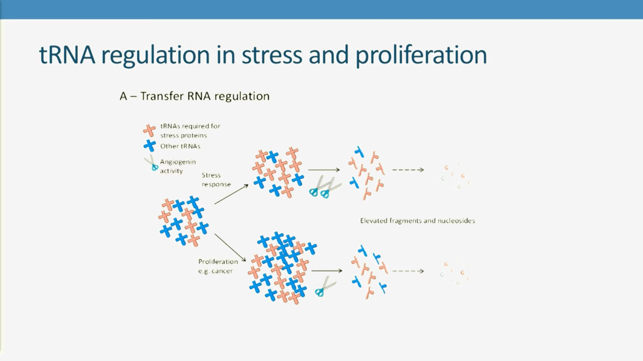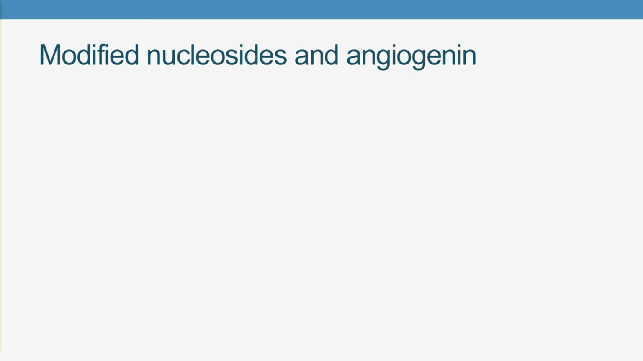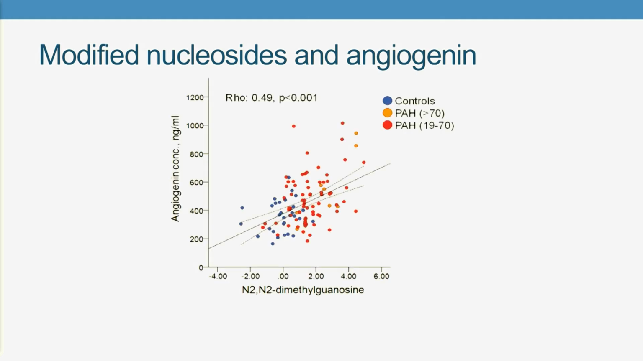So to investigate which pathway might be more relevant in PAH patients, or whether stress response is relevant, we looked at angiogenin levels in the same patients that we measured the modified nucleosides. We did this by an ELISA. Here in red again are the patients, in orange are the patients over 70, which we looked at separately, and in blue are controls.